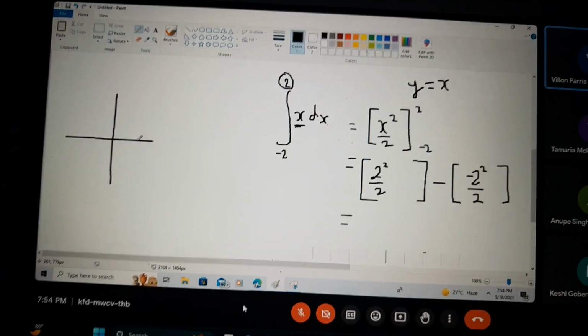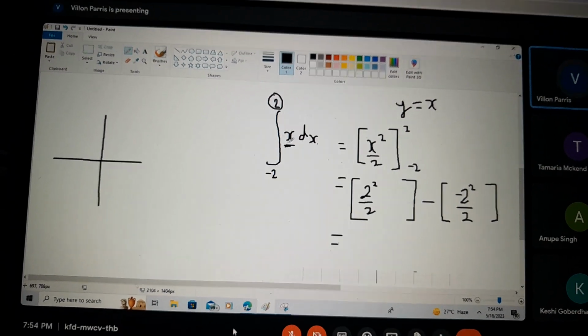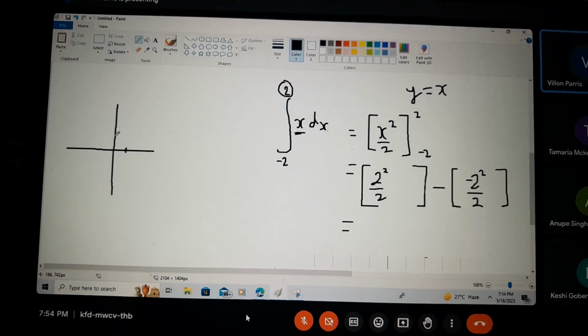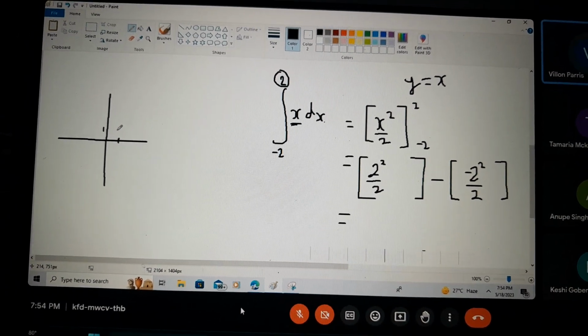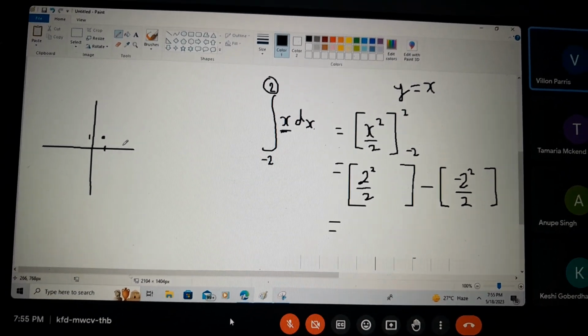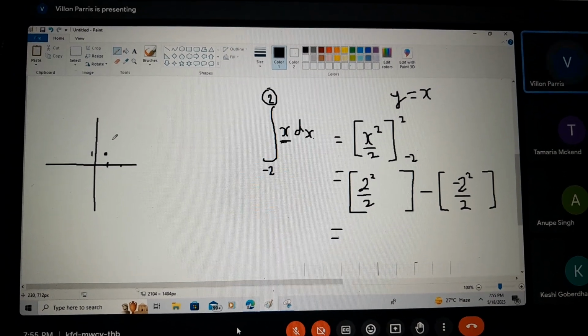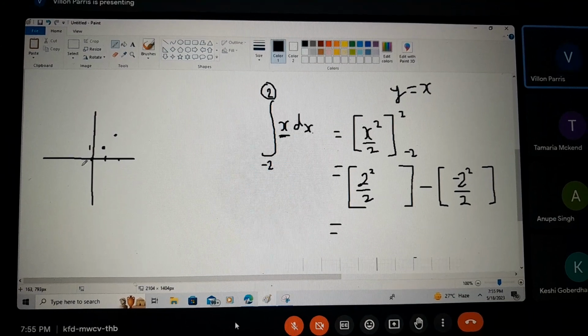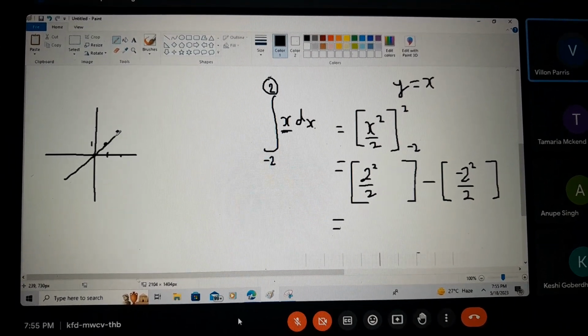Right? So y equals x. If we take the graph of it, you should remember if this is 1, this is 1. So this would be one point on y equals x. If this is 2, this is 2. This is another point on y equals x. And then we have 0, 0. So y equals x is this line here.